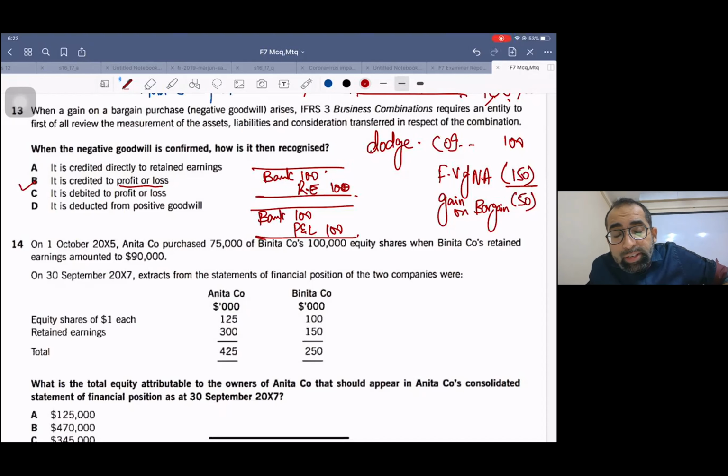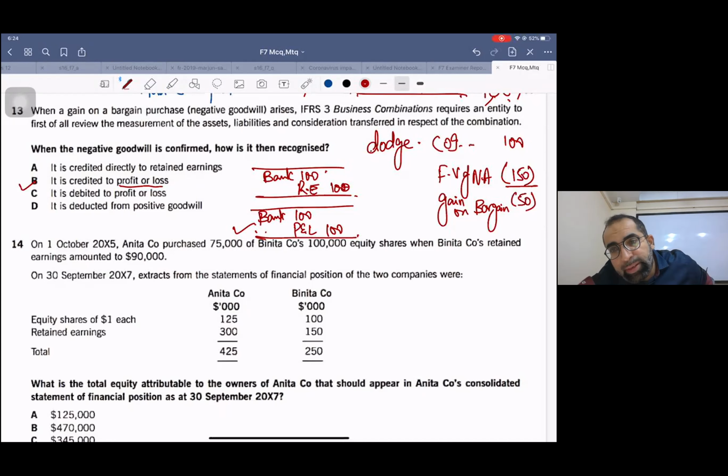If you make a direct entry, bank debit and retained earnings credit, without booking in the P&L, your EPS will not be affected. And if you make the entry bank debit and P&L credit, you are booking this gain in the income statement. Your profits will go up, so your EPS will go up, and many ratios, and then through profits it will go to retained earnings. So there is a big difference between these two entries. Booking something directly in retained earnings and booking something in P&L, and then through P&L it goes to retained earnings, is a big difference.